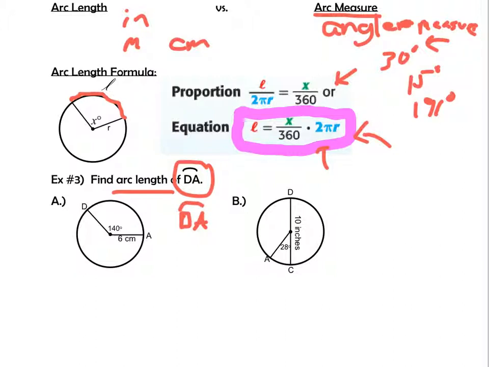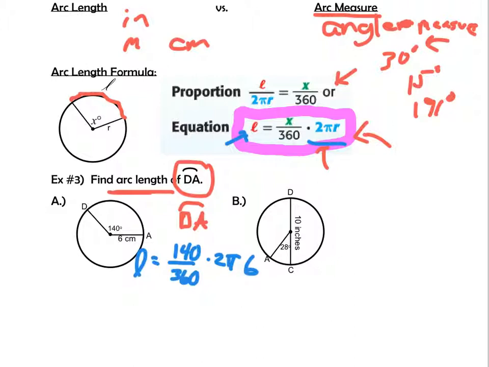And if I wanted to find the arc length, and this is kind of weird because arc length is usually denoted by the letter L for length. That's just the general formula, so I guess I'll use L to keep everything the same. So if I was going to find the arc length of DA, I would just plug into this formula: 140 divided by 360 times 2 pi r. So that'd be times 2 pi, and then r in this case is 6 centimeters. So my answer is going to be in centimeters.